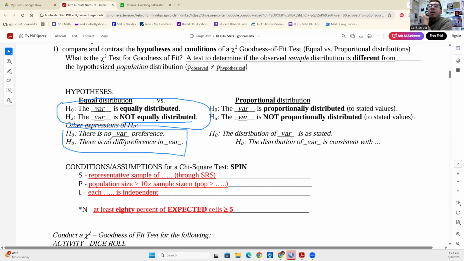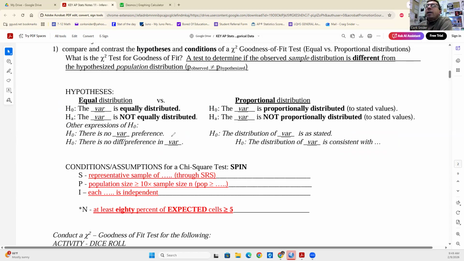H0, there is no preference, and HA, there is a difference, or there is a preference, which we'll get to. You can write H0, the distribution of the variable is as stated, and HA, this is not consistent with it, not as stated. The variable is consistent as stated, or is not consistent. There's a lot of ways to write these, and we'll do samples of these, okay?